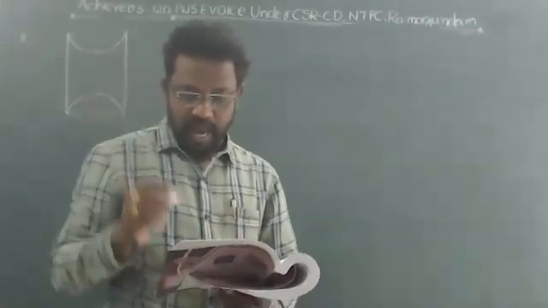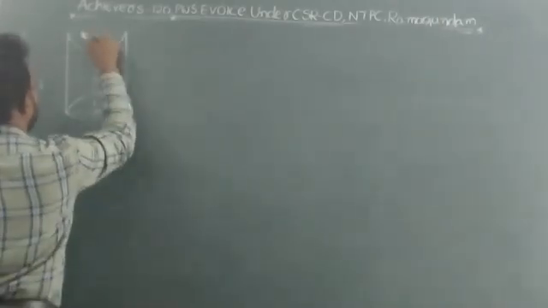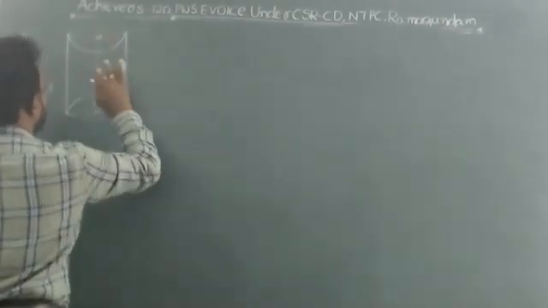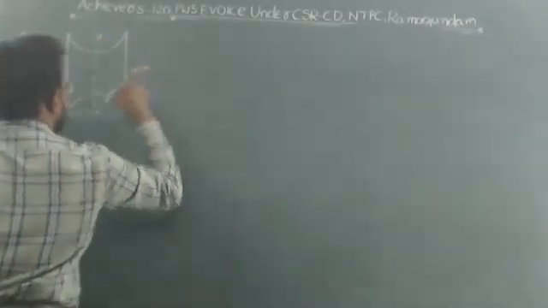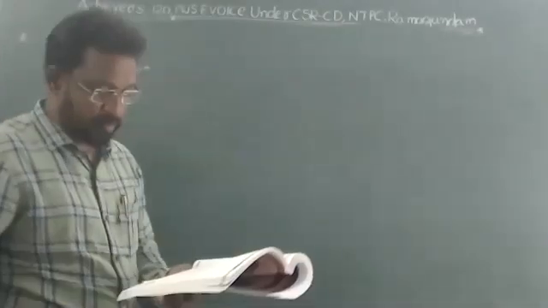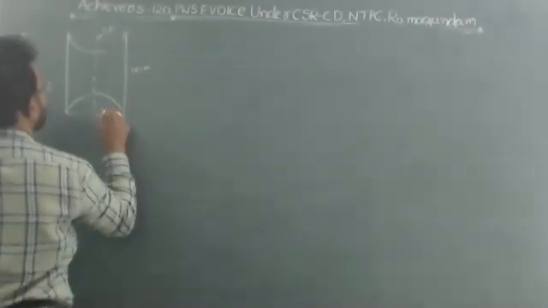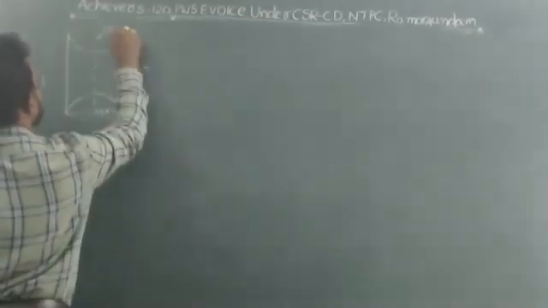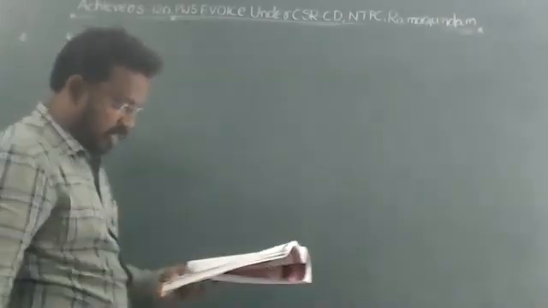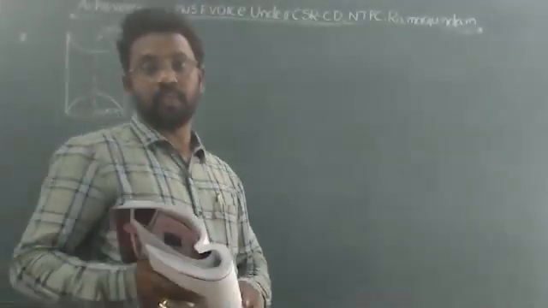A wooden article was made by scooping out a hemisphere from each end of a solid cylinder, as shown in the figure. If the height of the cylinder is 10, this is the height. Height is 10 centimeters. The height of the cylinder is 10 centimeters, and the radius of the base is 3.5 centimeters. Find the total surface area of the article.